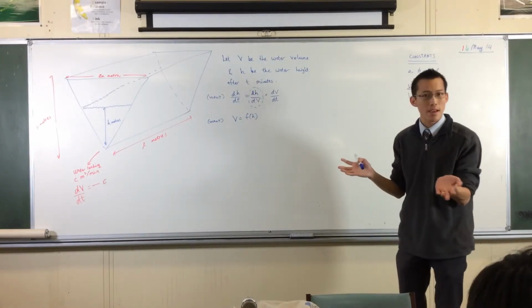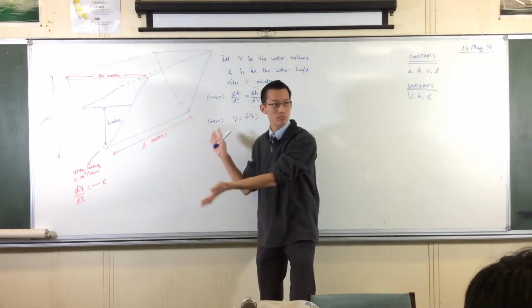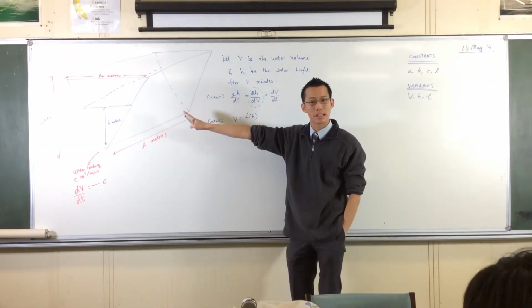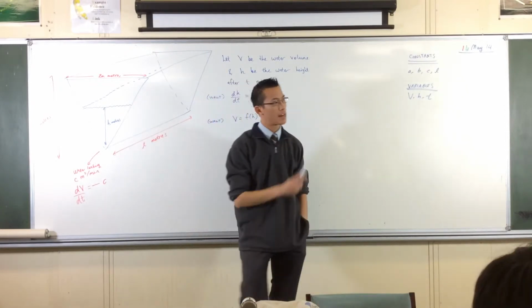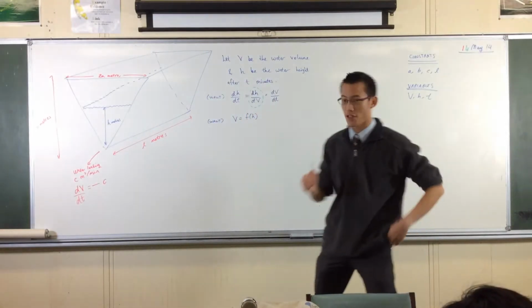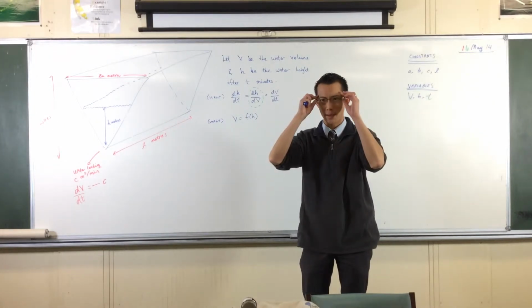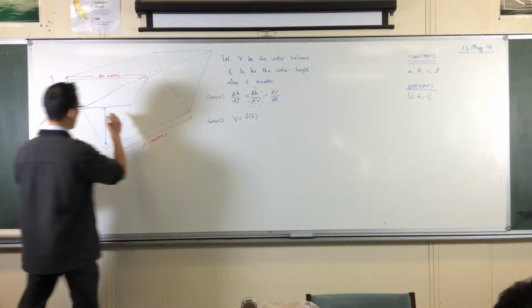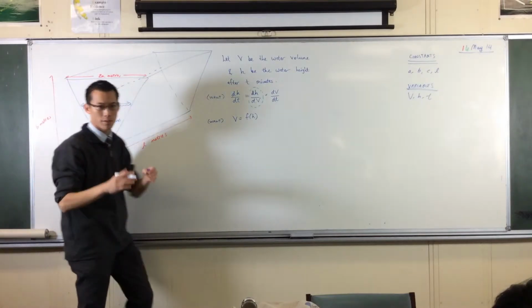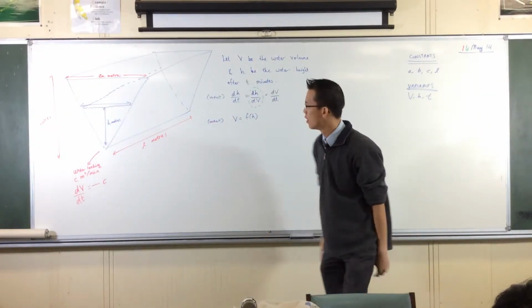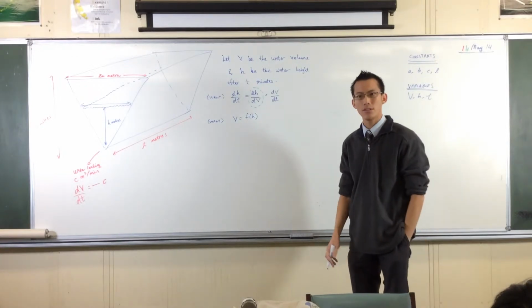What would v be as a function of right now? What do I need to work out the volume of the water in the trough? Well, I need height, but there's another measurement I need, isn't there? I need to know the base. It'd be a bit funny calling it a base because it's upside down, but I need this measurement here: the width of the surface of the water. How will I get that value?